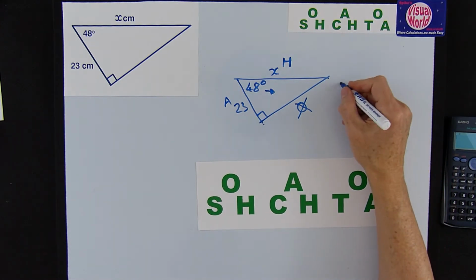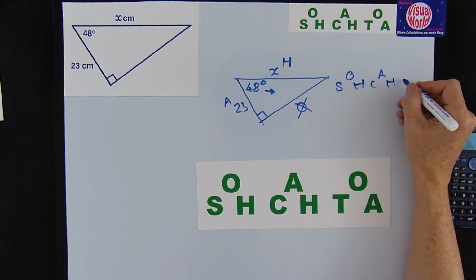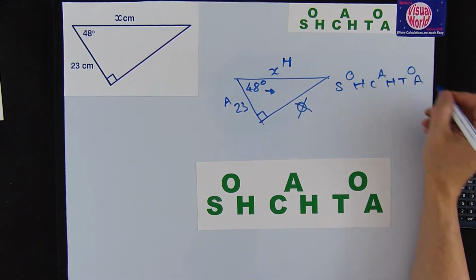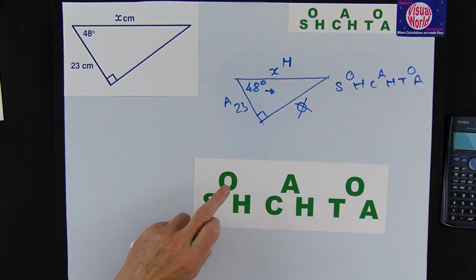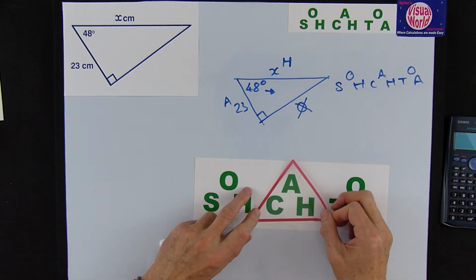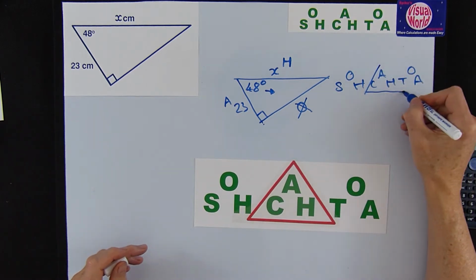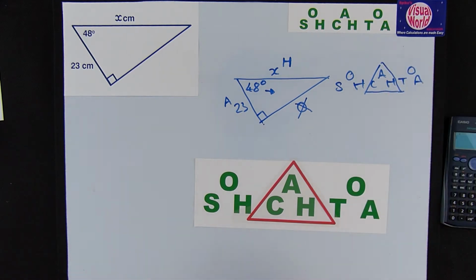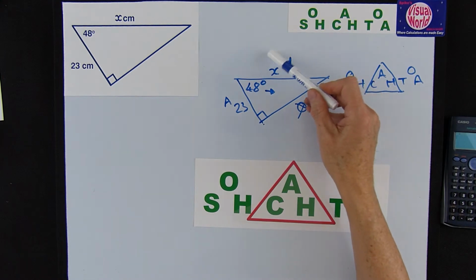So we've got our SOHCAHTOA, and you'll see the one without the O's is the one in the centre, and we'll put the triangle on it. So we triangle the centre one, the CAH, and we now look to see where the X is. The X, the one we're looking for, is on the H.